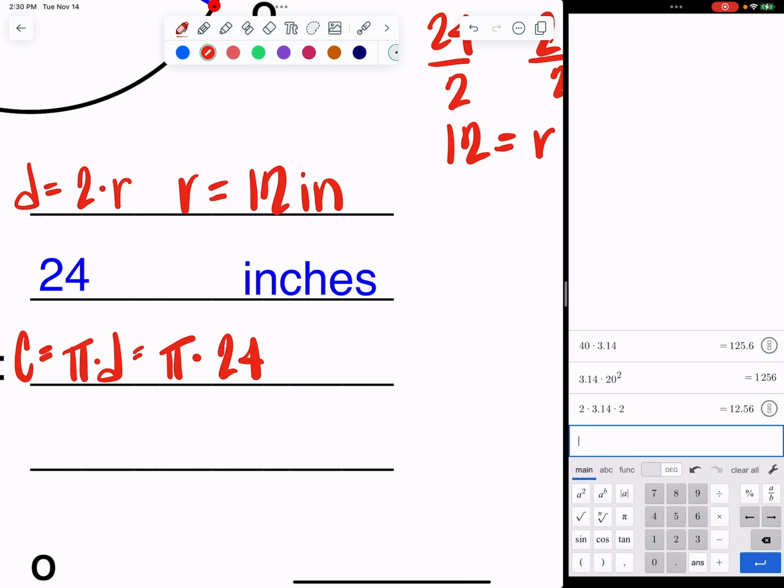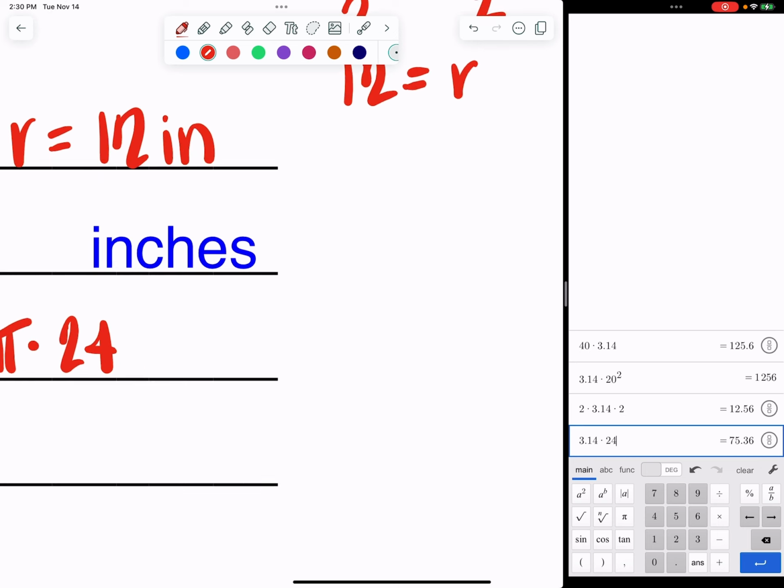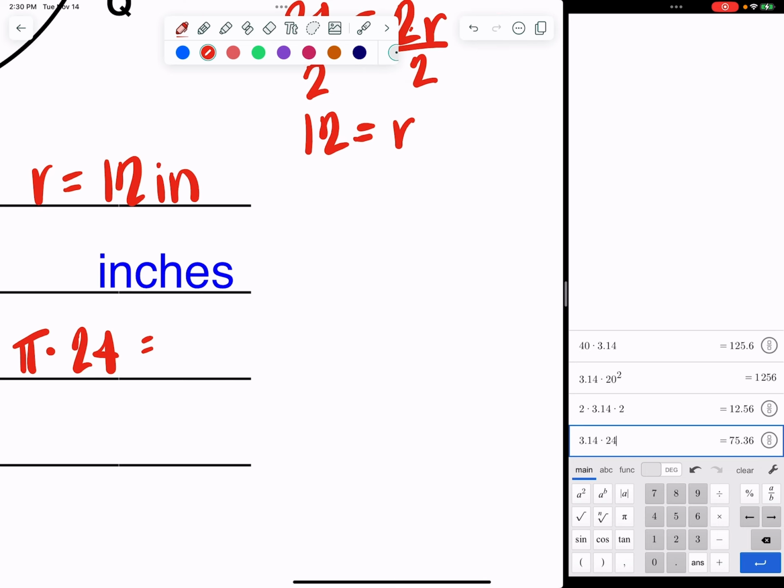So I need to go to Desmos and do 3.14 times 24. That means if I started walking on one side of that circle and I walked all the way around the outside of the circle, I will have walked 75.36 inches by the time I finish.